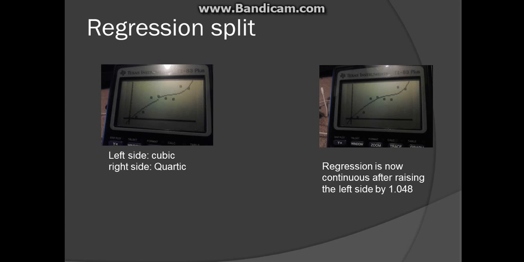On the left side, it's my cubic. On the right side is my quartic. That little break that you see in between the graph, that's x equals 80. That's where my graphs broke. To make them continuous again, I would have to calculate the difference between the two graphs. Then I raised the left side by that difference, which was 1.048, to make my graph continuous again.